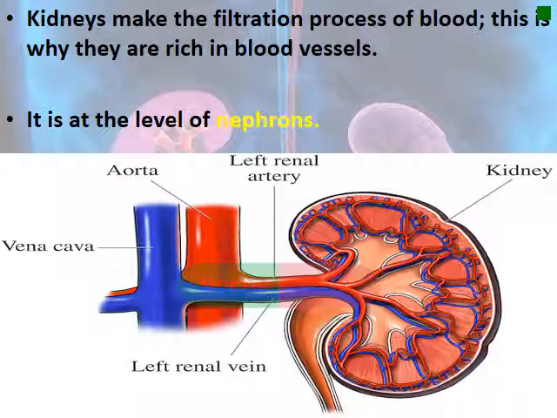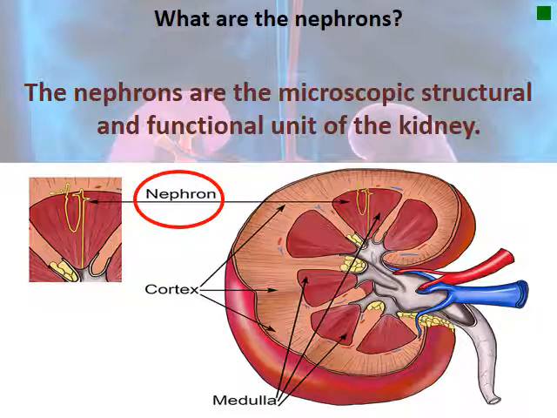What is the role of the kidneys? Kidneys have an important role. They make the filtration process of the blood. They filter the blood. This is why they are rich in blood vessels. This process occurs at the level of the nephrons in the kidney. So what are the nephrons? Nephrons are the microscopic and functional unit of the kidneys. The kidneys are formed from nephrons. Nephrons are the structural and the functional unit of the kidneys, as shown here in the figure and annotated in the circle.